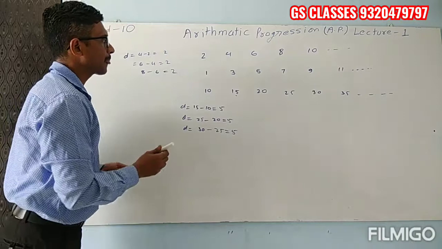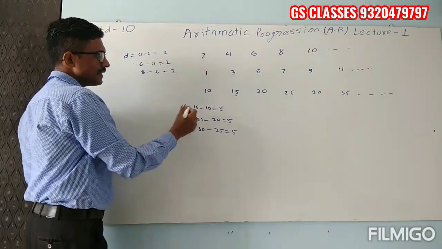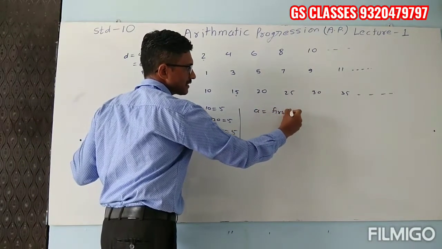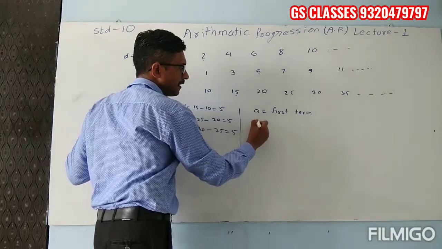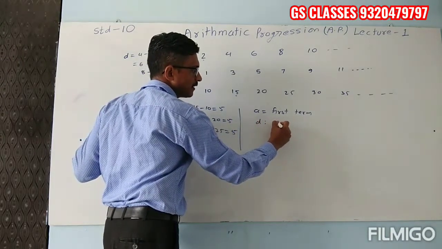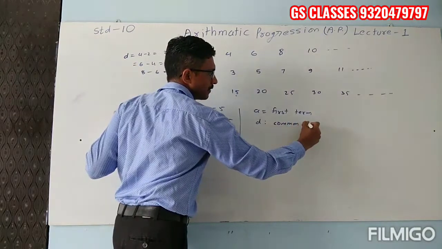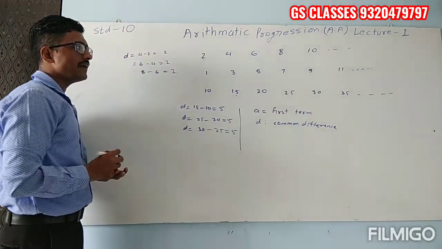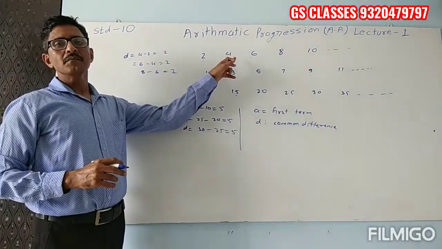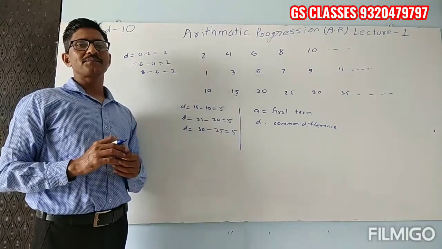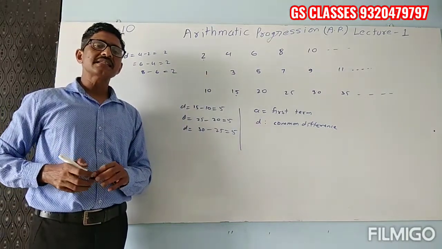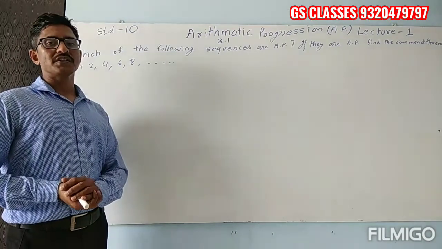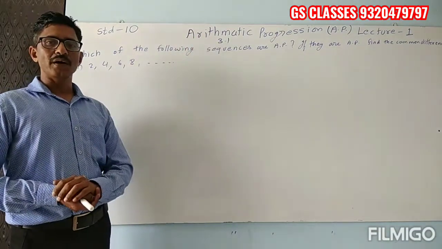Here, children, the first term is denoted by A, that is known as the first term, and D is denoting the common difference. And how do we obtain D? If you take any term, subtract the previous term. So children, let's start with exercise 3.1. Let's start with the first question.